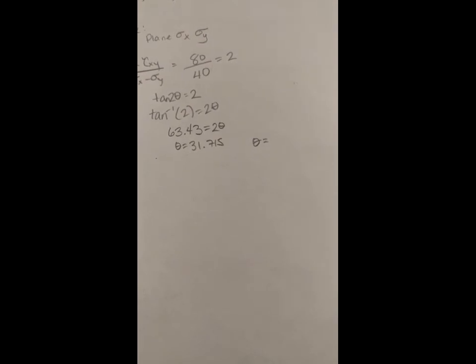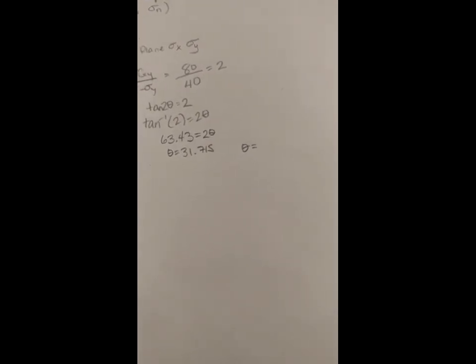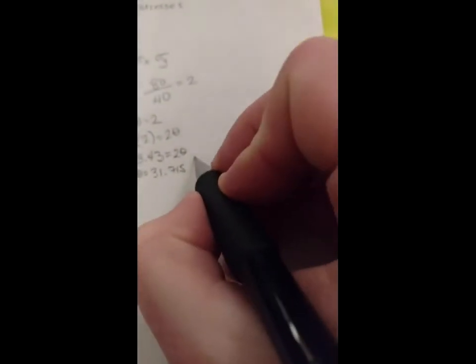Because the principal stresses are always oriented 90 degrees to each other. So 31.715 plus 90 is 121.715. And those are both in degrees. So those are your orientations.